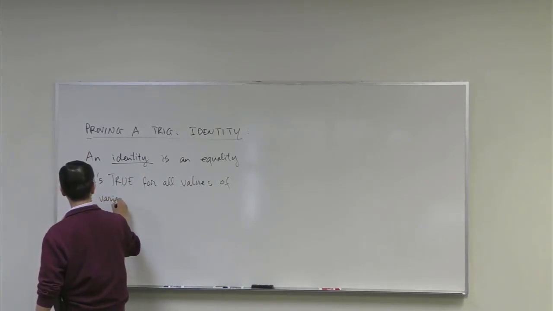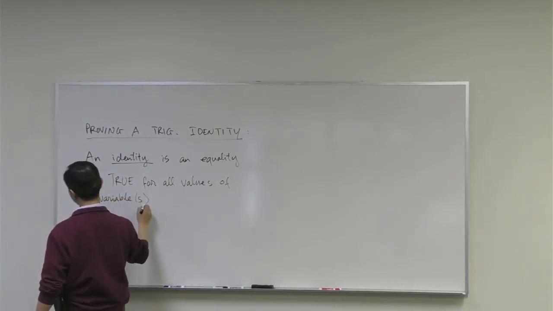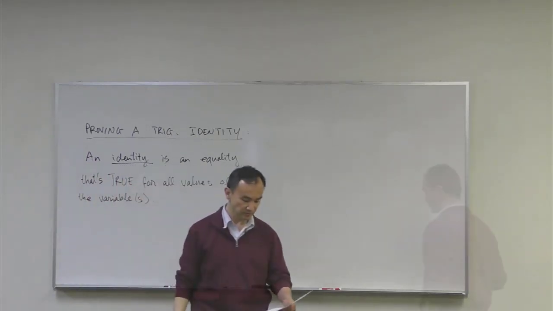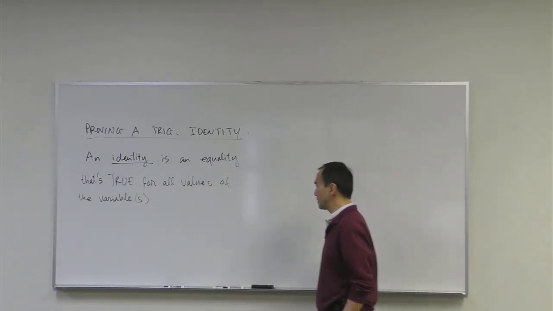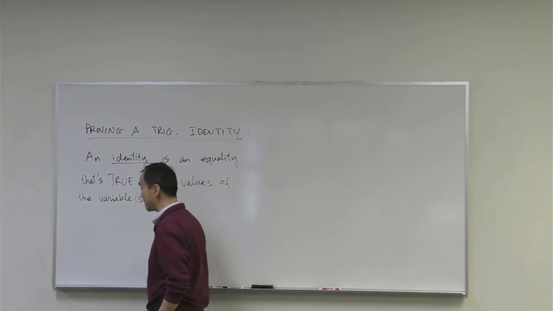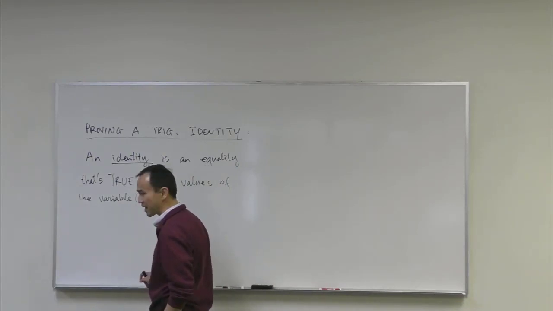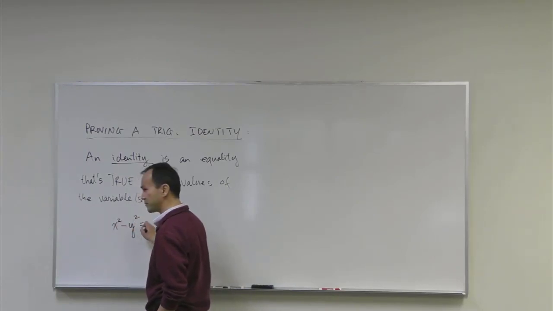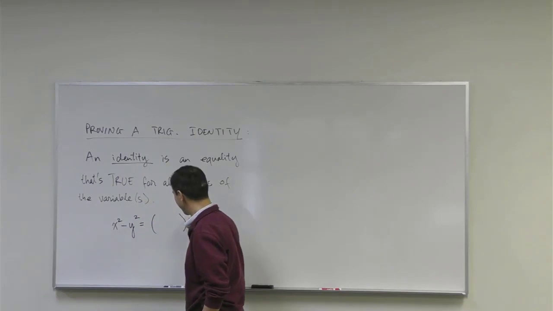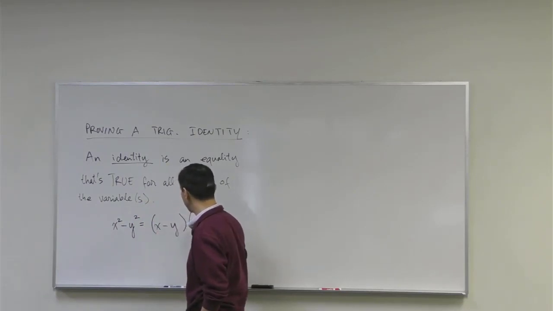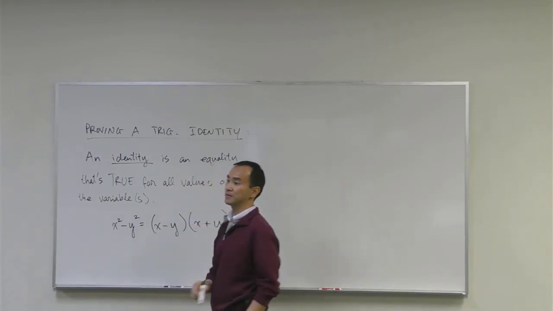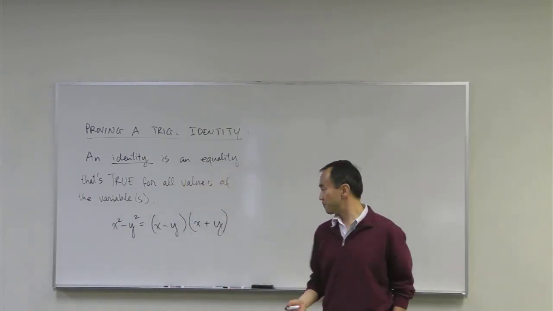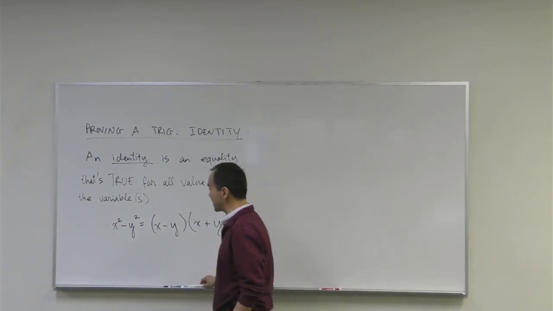And you may even have multiple variables. Then let me bring up a few little examples again, just to point out what an identity is for you. You guys are familiar with x squared minus y squared is famously equal to what? The product, right, of x minus y times x plus y. Okay, so this is not a trig identity, but it is an identity.